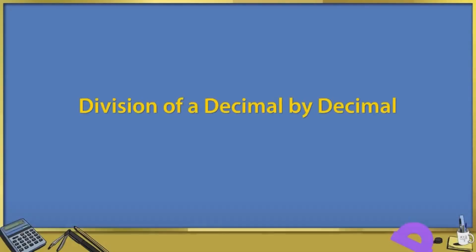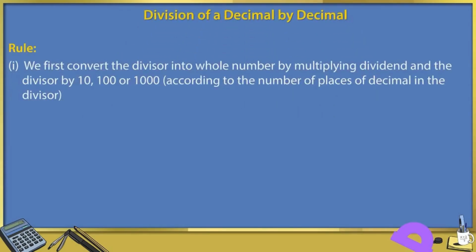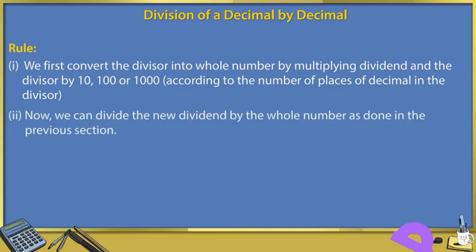Division of a decimal by decimal. Rule 1. We first convert the divisor into a whole number by multiplying dividend and the divisor by 10, 100 or 1000 according to the number of places of decimal in the divisor. 2. Now we can divide the new dividend by the whole number as done in the previous section.